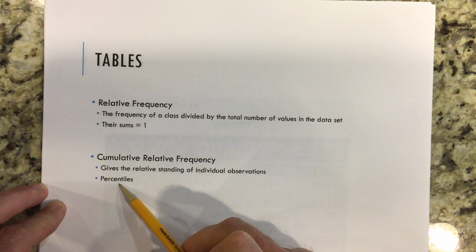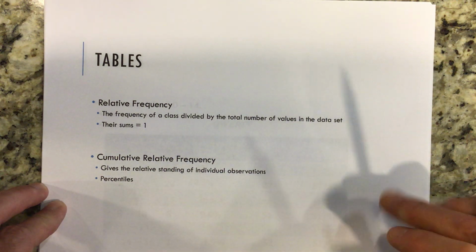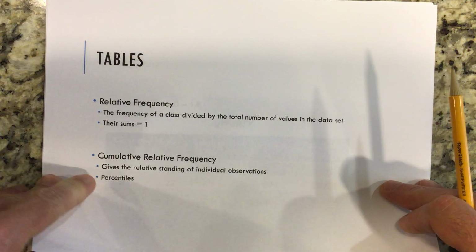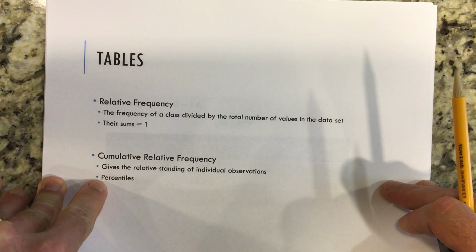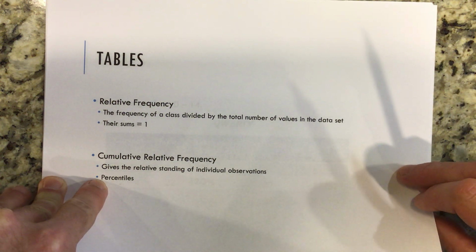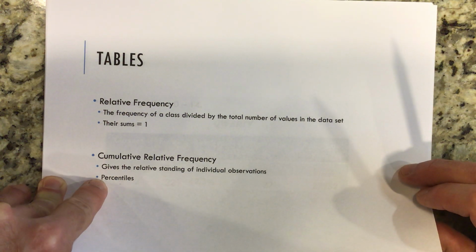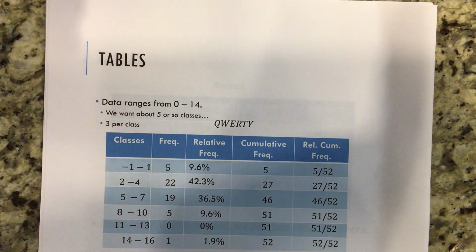Again, those are usually going to just be percentiles. You can give them as a ratio, but typically, they're given as a percentile.